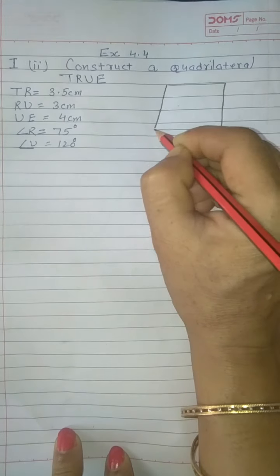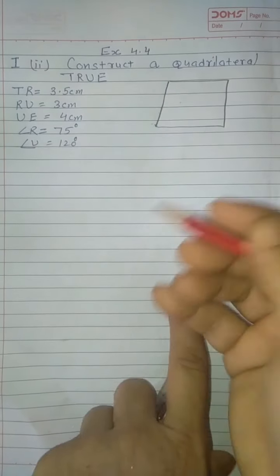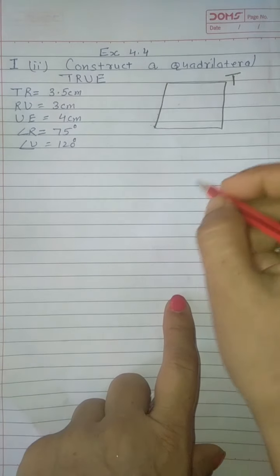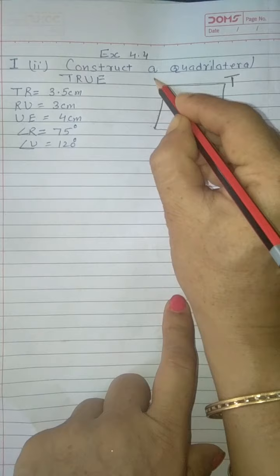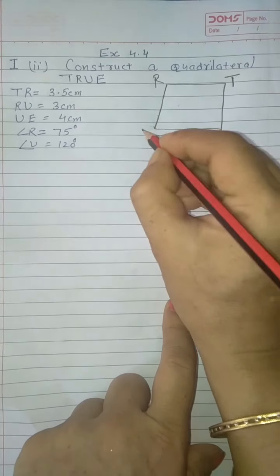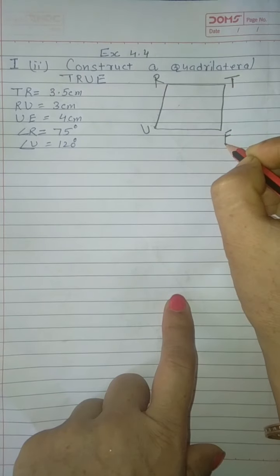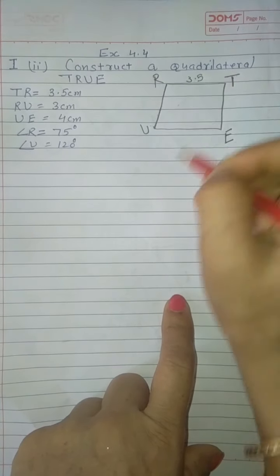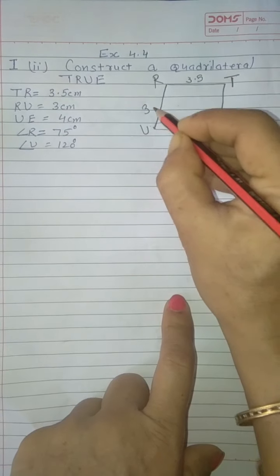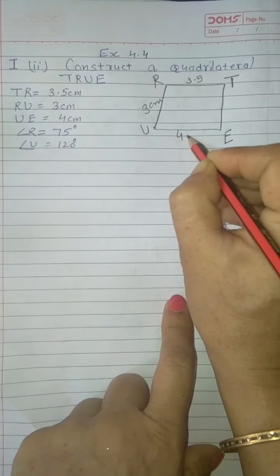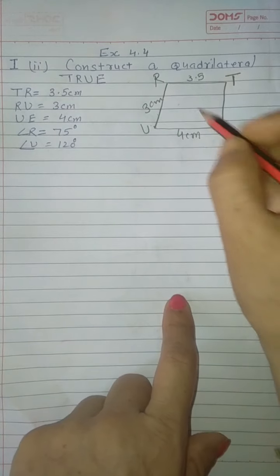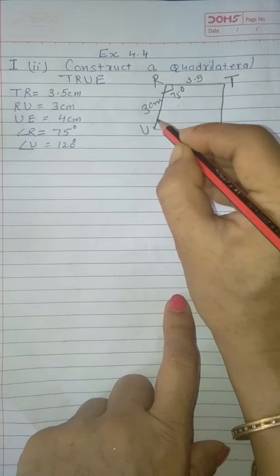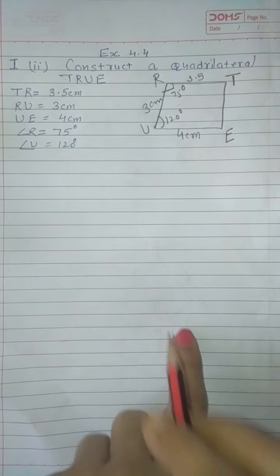I draw this quadrilateral and I can start. Tell me from where I should start. Suppose here T, then I start it anti-clockwise: T, R, U, E. TR 3.5 centimeter, then RU 3 centimeter, then UE 4 centimeter, then angle R 75 degree, then angle U 120 degree.